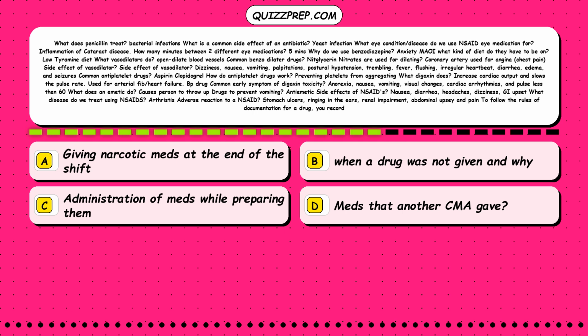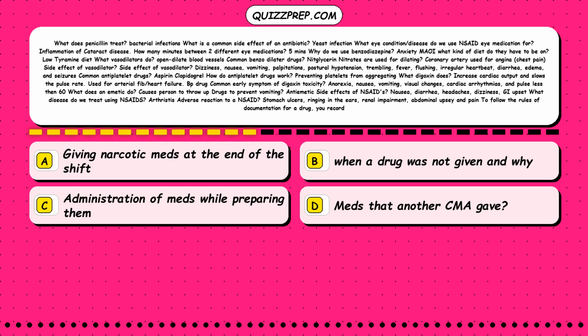Side effects of vasodilators: dizziness, nausea, vomiting, palpitations, postural hypotension, trembling, fever, flushing, irregular heartbeat, diarrhea, edema, and seizures. Common antiplatelet drugs: aspirin, clopidogrel. How do antiplatelet drugs work? Preventing platelets from aggregating. What does digoxin do? Increases cardiac output and slows the pulse rate.